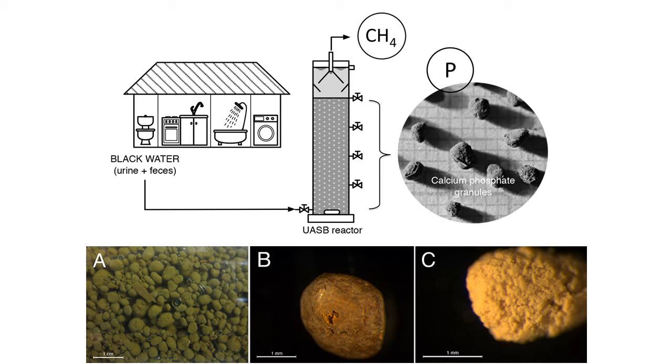So to conclude, with these granules that I have here in my hand, coming straight from the toilet water, we can recover locally phosphorus as calcium phosphate with lower input of energy, lower input of chemicals, and higher market value compared to struvite.